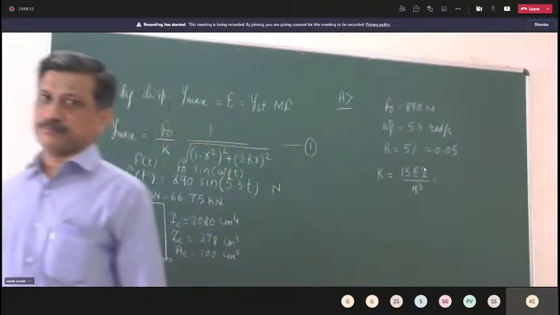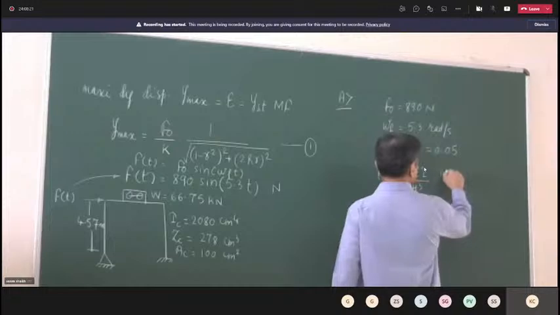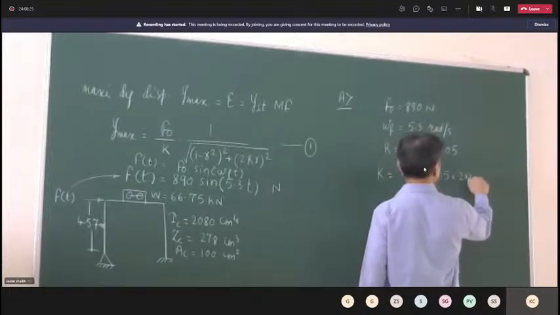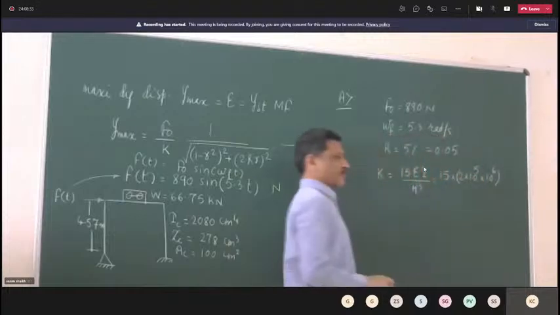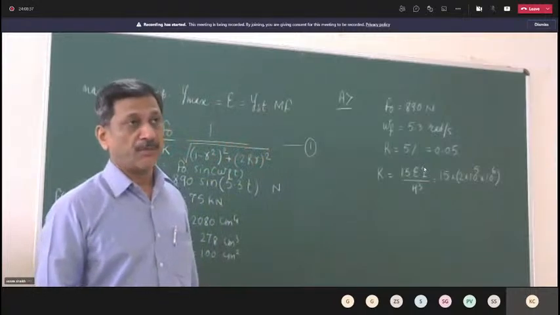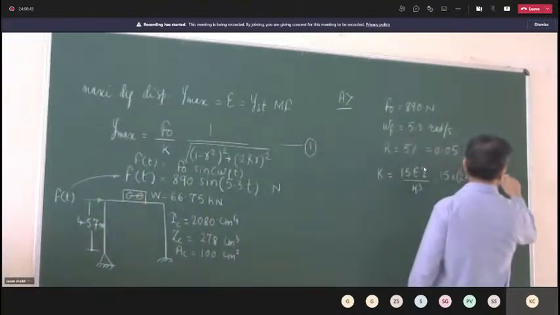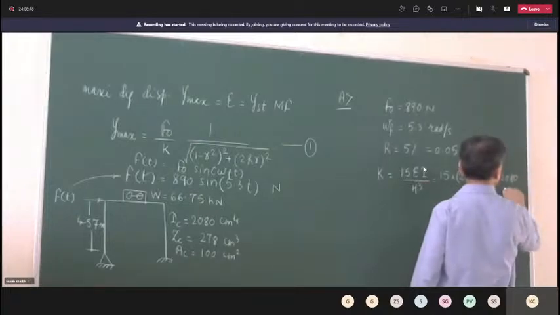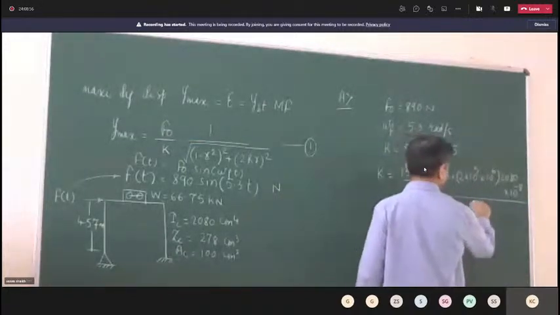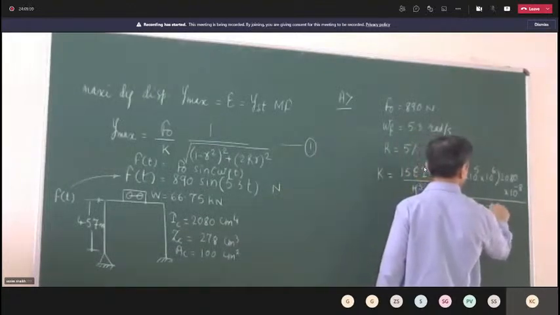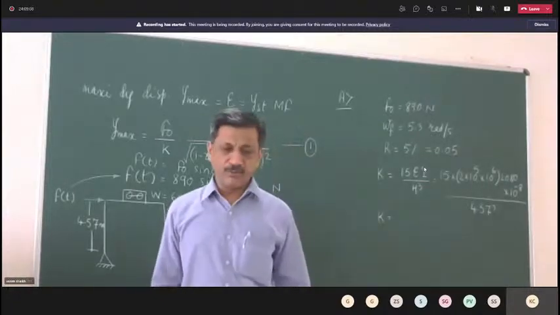Take everything in Newton and meter. It is a steel frame, so E is equal to 10 raised to 5 Newton per mm square, into 10 raised to 6, which is Newton per meter square, because mm square is in the denominator. I is given to be 2080 centimeter raised to 4, so 10 raised to minus 8 meter raised to 4, divided by H, 4.57 cube. That will give you K.